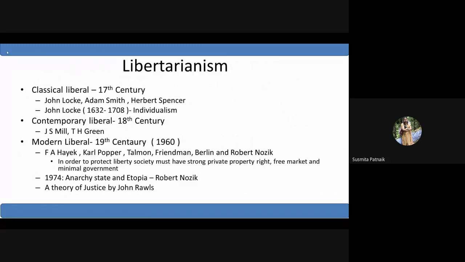After the Second World War, there was a problem within liberalism, or the liberal theory. A number of political philosophers came under the theory of the contemporary liberals. Among the contemporary liberals, we can name J.S. Mill and T.H. Green.